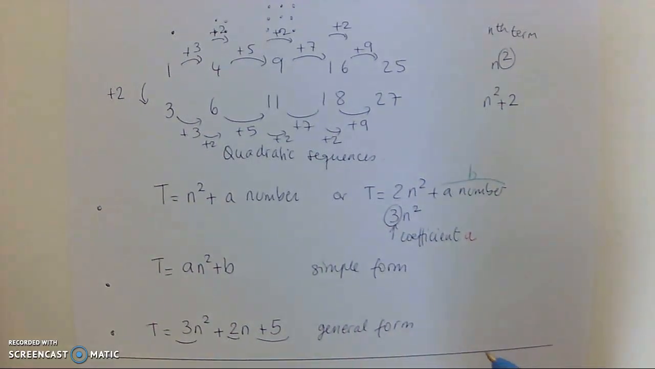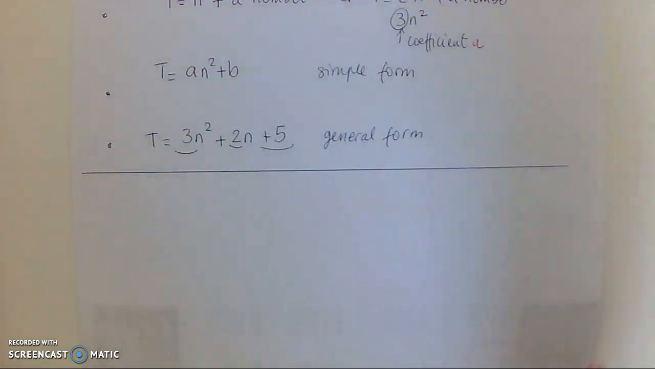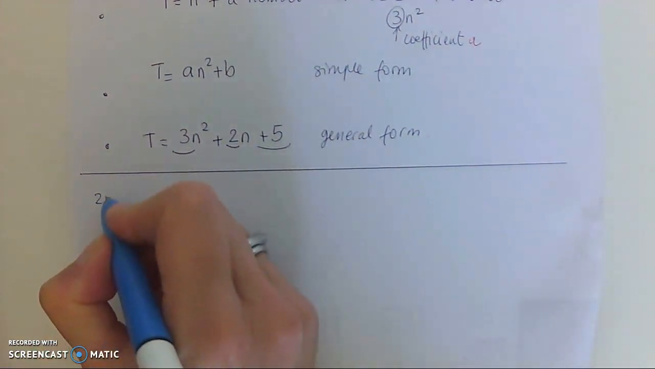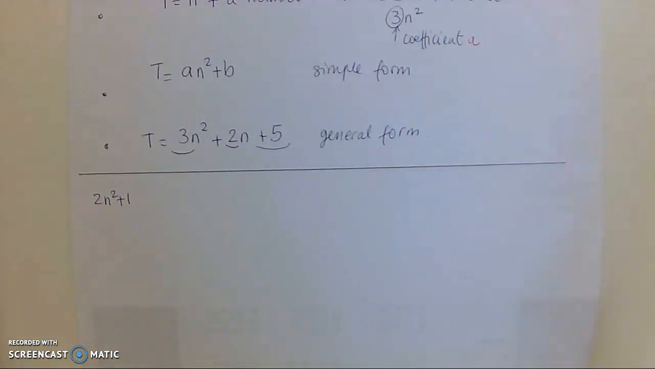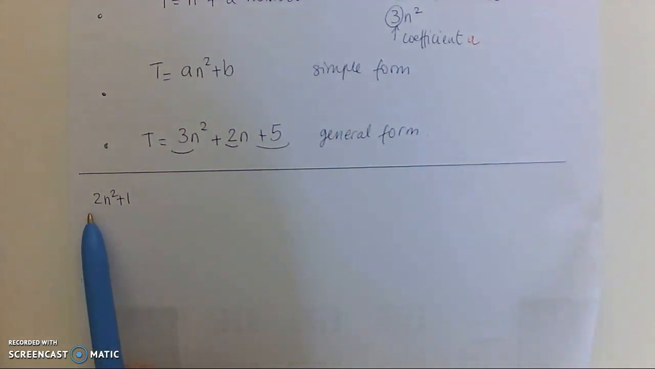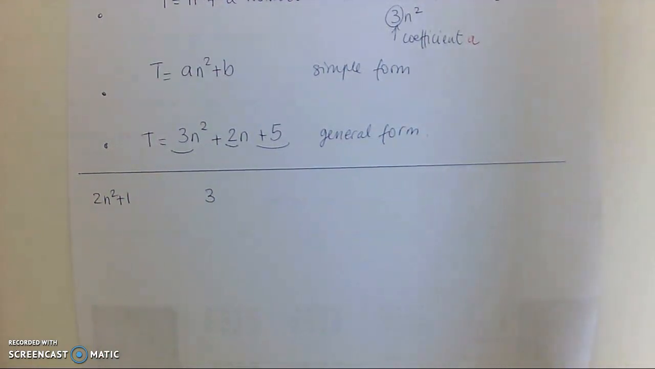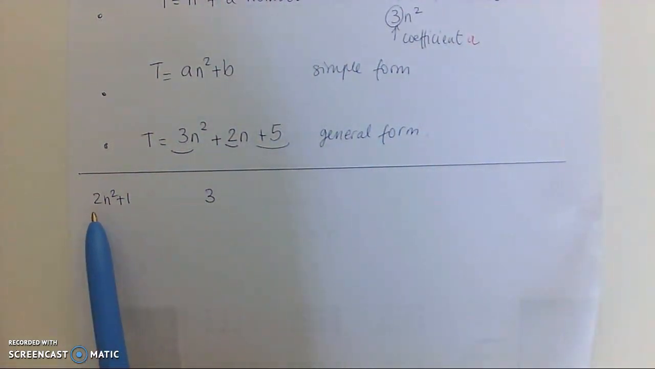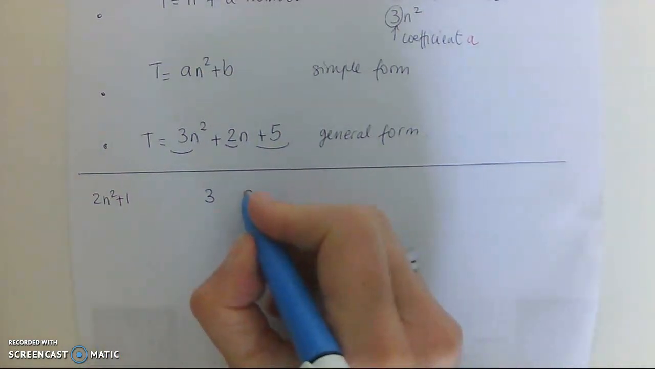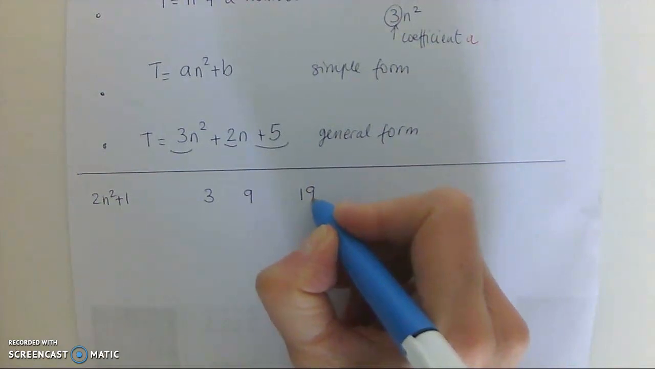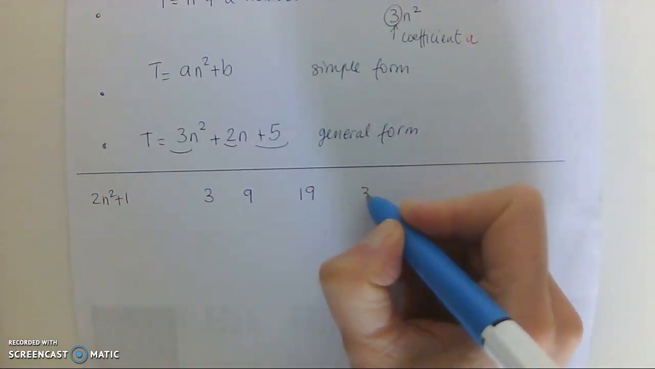So we're going to be interested in what's happening with the other types of sequences that are a bit more complicated. So let's take, for example, 2n squared plus 1. Now what would be the first term of that? Well, if n is 1, then 2 plus 1 is 3. Now the second term is going to be 4 times 2, 8, plus 1, 9. The next one is going to be 19. Then we're going to have 33, and then 51.